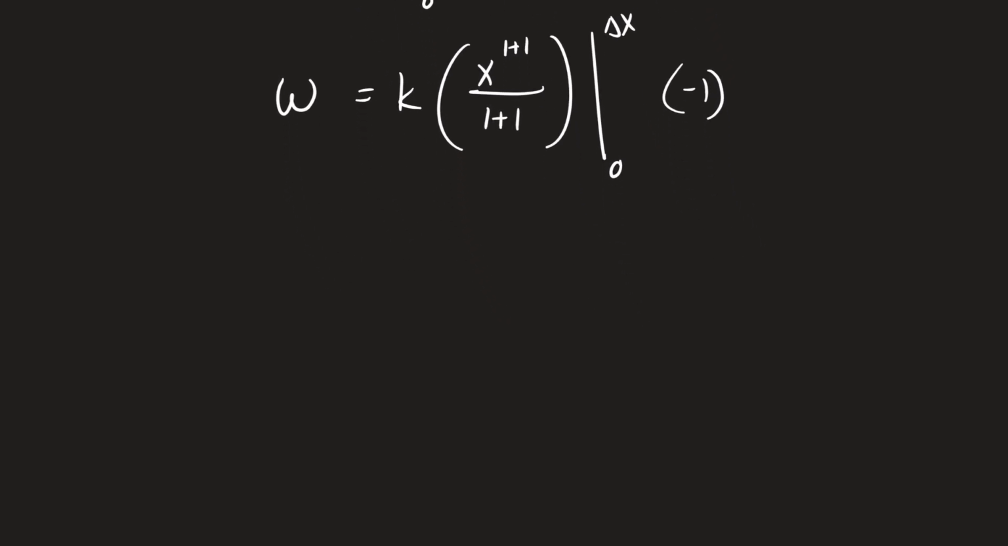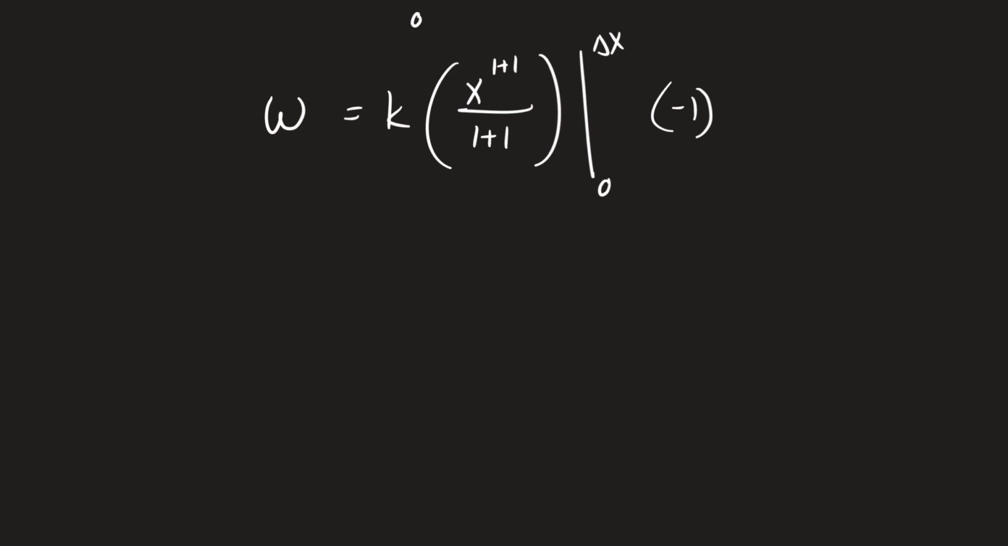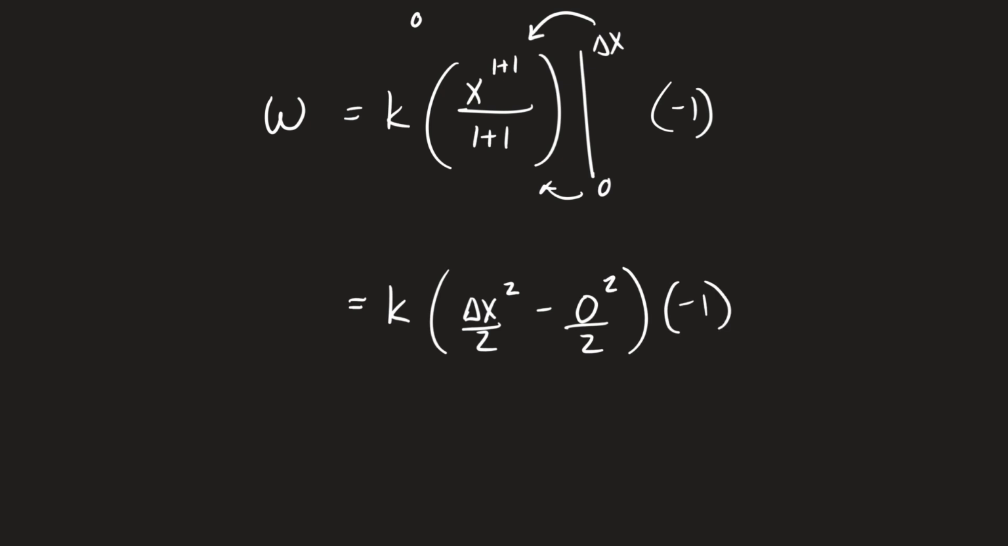All right, step 1 of doing an integral is done. I found the antiderivative. Step 2 of doing an integral is I put in the top limit, and then I put a negative sign, and I put in the bottom limit. Top limit, delta x squared, minus bottom limit, 0 squared, over 2, all times negative 1.